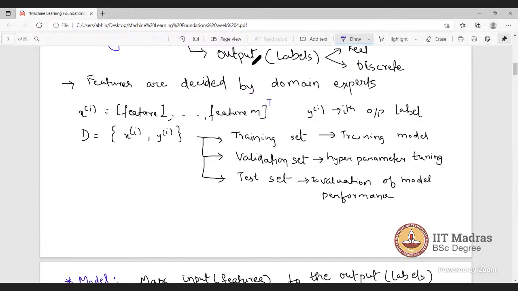The next thing is the test set. After you validate and train, you test on unseen data. Why do you do that? You do that for evaluation of your model performance, to see whether your model is behaving properly or not. That is the work of the test set. No questions on this, right? Or any question?